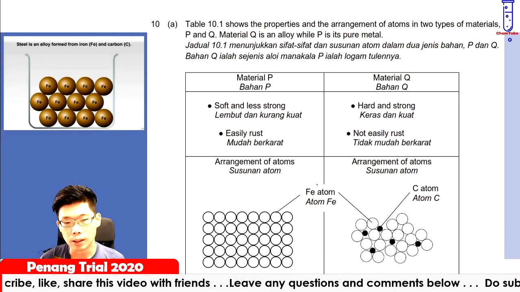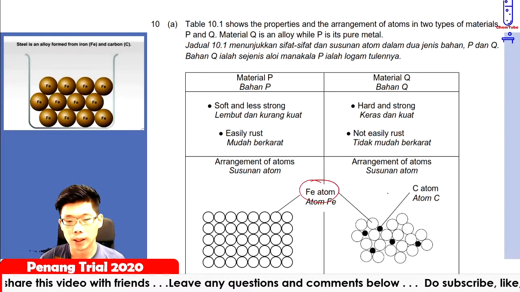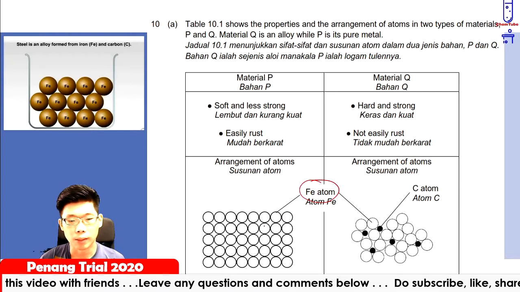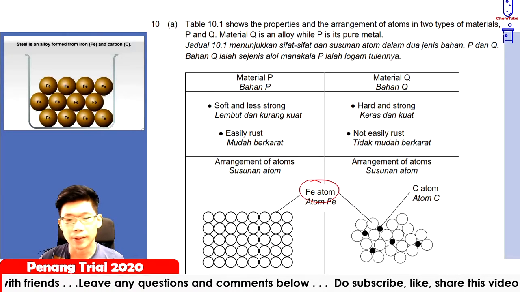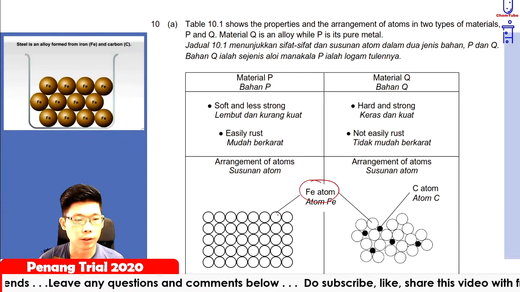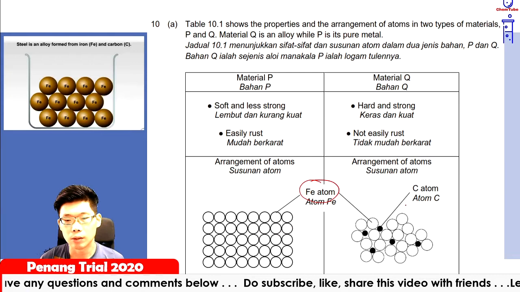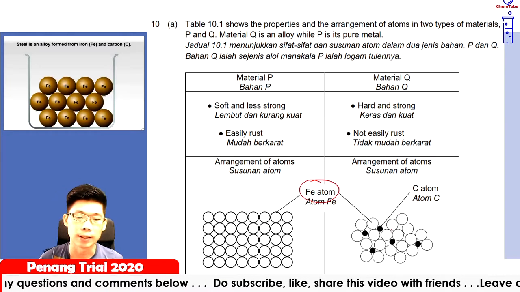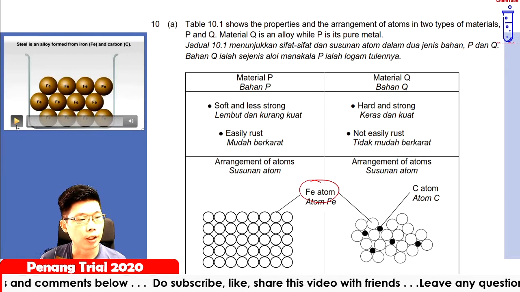So here is the iron atom. Okay, this is for the pure metals. Then this is the addition of carbon atoms. So directly we know this is the iron, pure metal. This is iron with the carbon, so it's the steel.